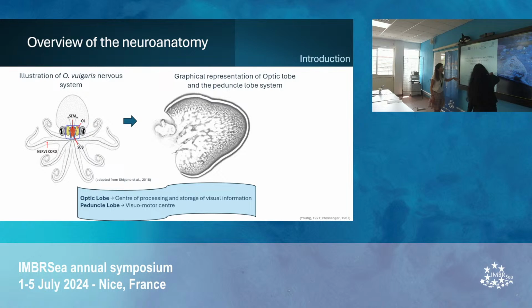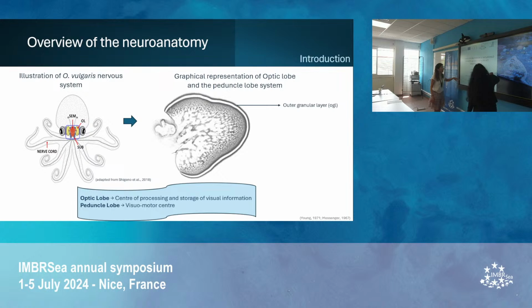And we focus on the optic lobe because it is the main center for processing visual sensory cues and also aids in the storage of visual information. They also have a peduncle lobe complex just outside the optic lobe, which is responsible for the control of visual motor cues.